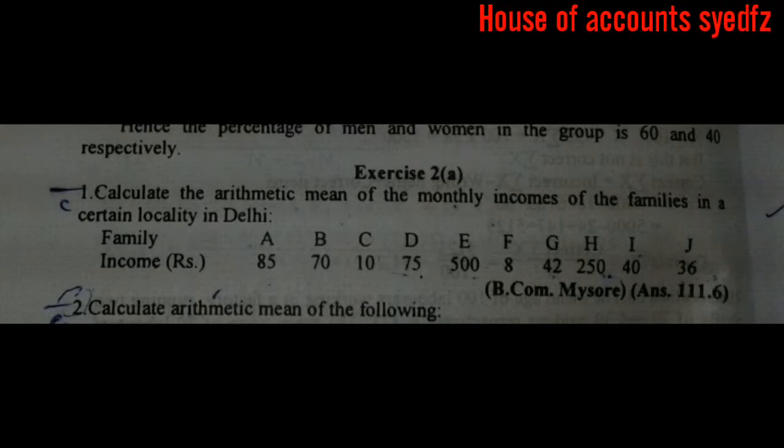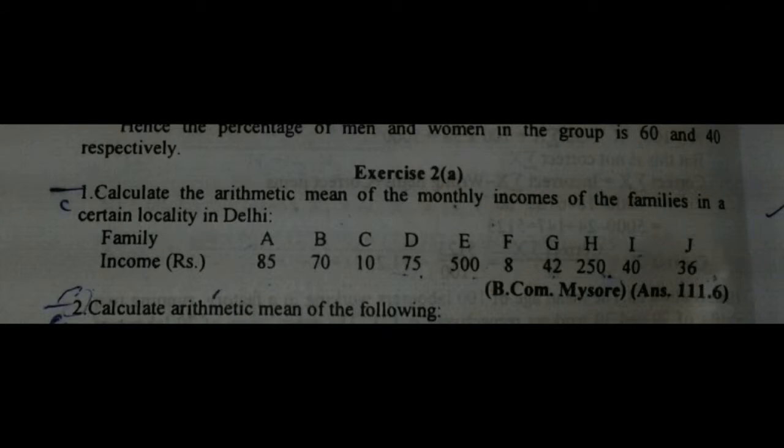This is business statistics or business mathematics. This is the mean. Mean means average. This is the first question. It has three series: individual, discrete, and continuous. This is the individual series question.